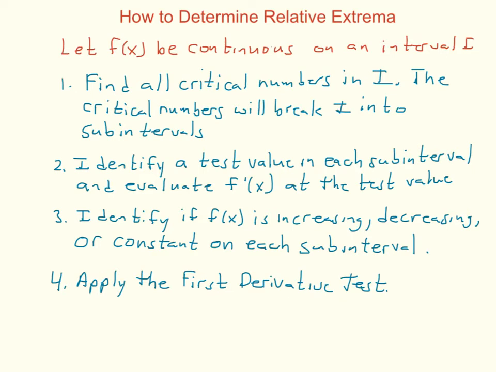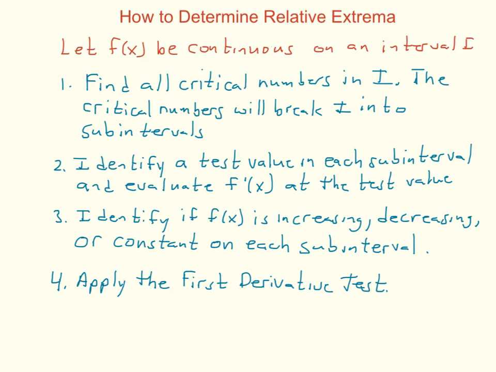So how do we go about determining relative extrema? Well, we're going to let f of x be continuous on our open interval I. So the first thing I have to do is find all critical numbers in I. The critical numbers are going to break I into subintervals. And on those subintervals, I know my function is going to be either increasing or decreasing.